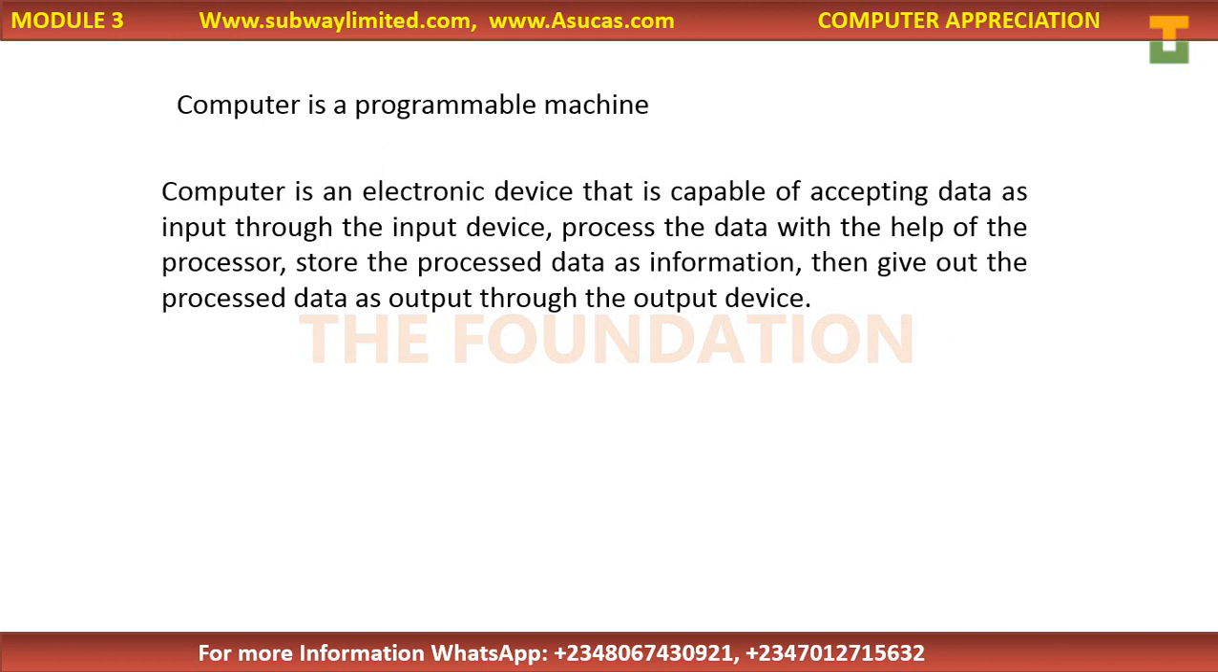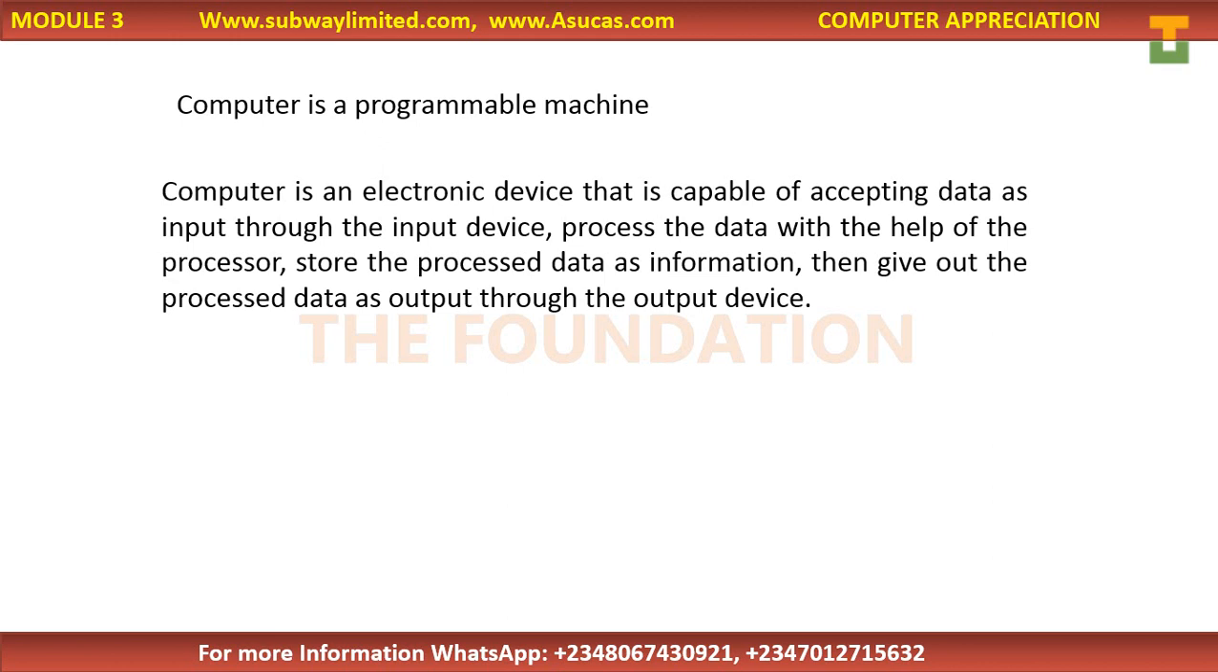Equally, a computer is an electronic device that is capable of accepting data as input through the input device. We will break down each of the terms here for your understanding, but let's just finish with the definition of computer. After accepting input through the input device, it will process the data with the help of the processor, store the processed data as information, then give out the processed data as output through the output device.